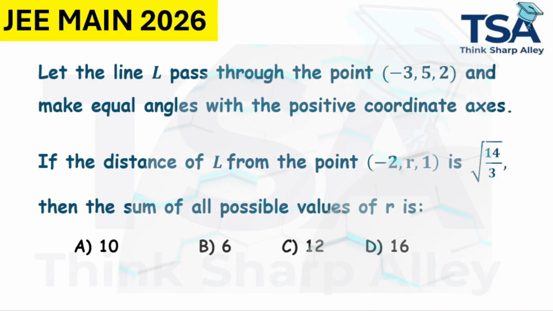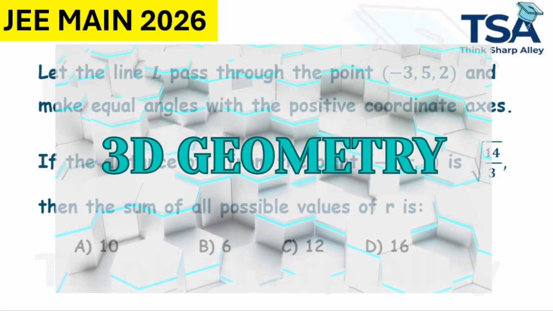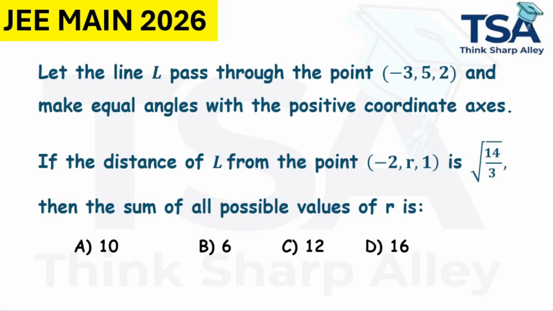Today we are cracking open a 3D geometry problem from the January 2026 shift. In the exam hall, time is money. If a question takes you 10 minutes to solve, you have lost the round even if you get the right answer. So let's read this problem.